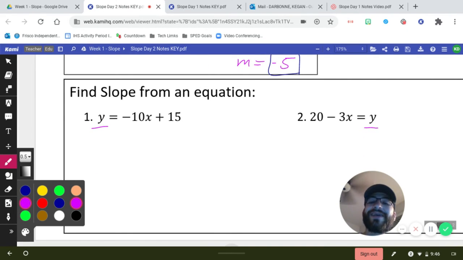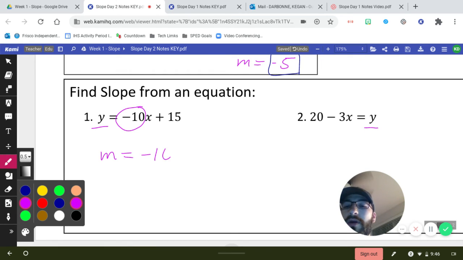So let's look at our first equation. y is equal to negative 10x plus 15. So what's the number in front of x? It's not 10, it's negative 10. Okay, so it's this whole number in front of x. So m in this case would be equal to negative 10. Okay, that's nice and easy. That equation's the easiest one. You don't even have to do any math.